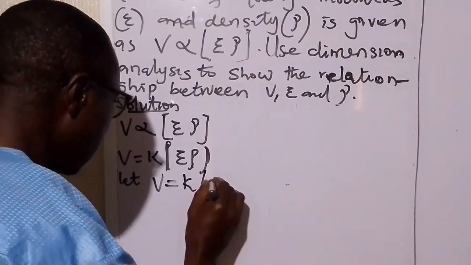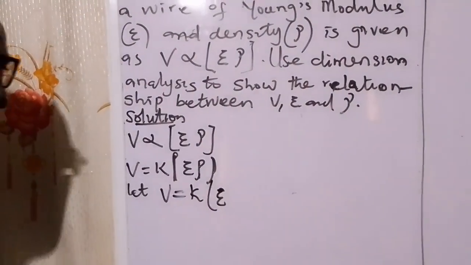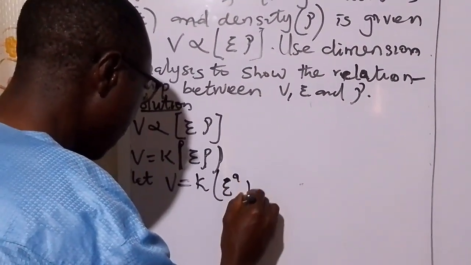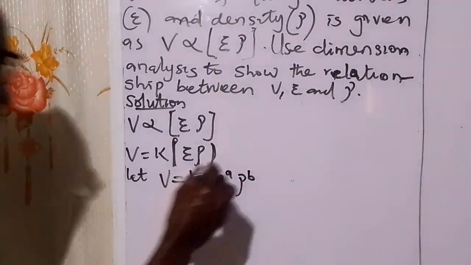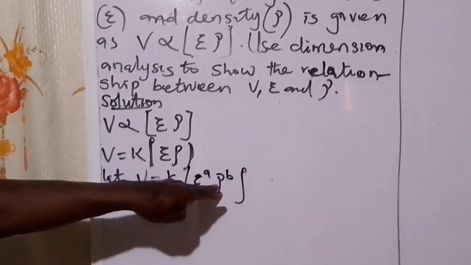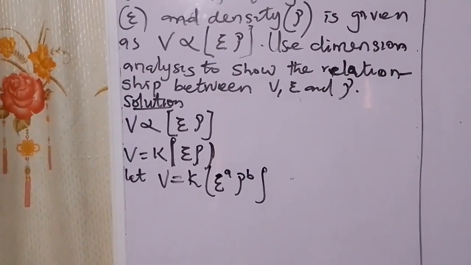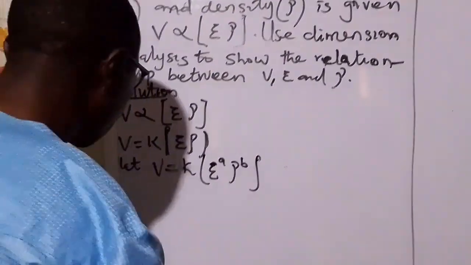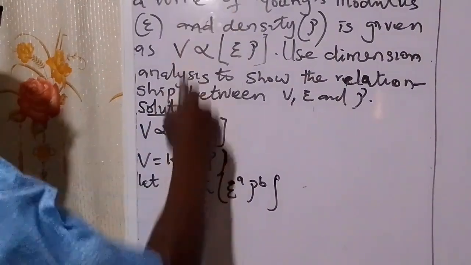K into E raised to power, let's use another alphabet now, A, and density raised to power B. Now to find the relationship, that is why we introduce the A and B. So we want to know the value of A and B. Once you know the value of A and B, we'll be able to find the relationship between the three quantities. Now, don't forget, the question says V is speed.